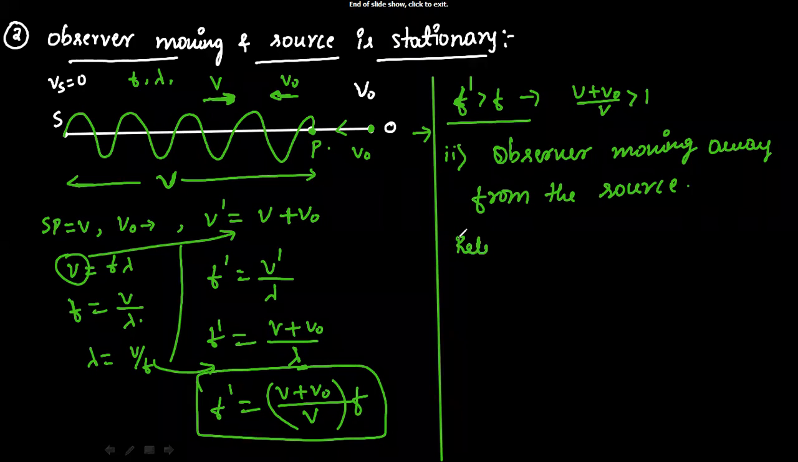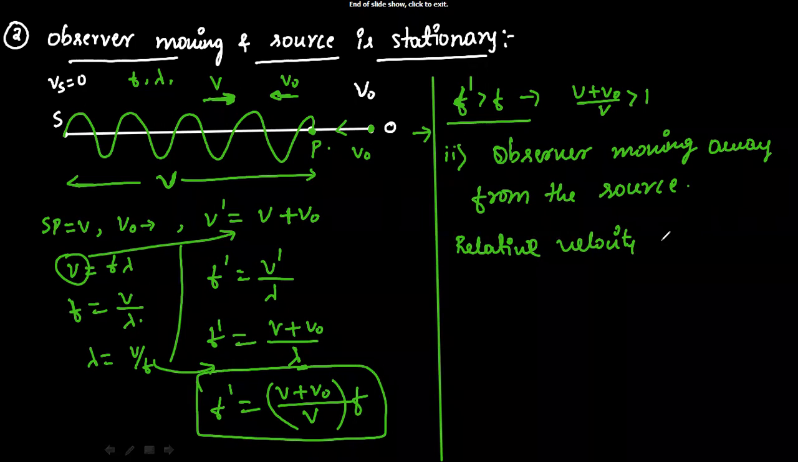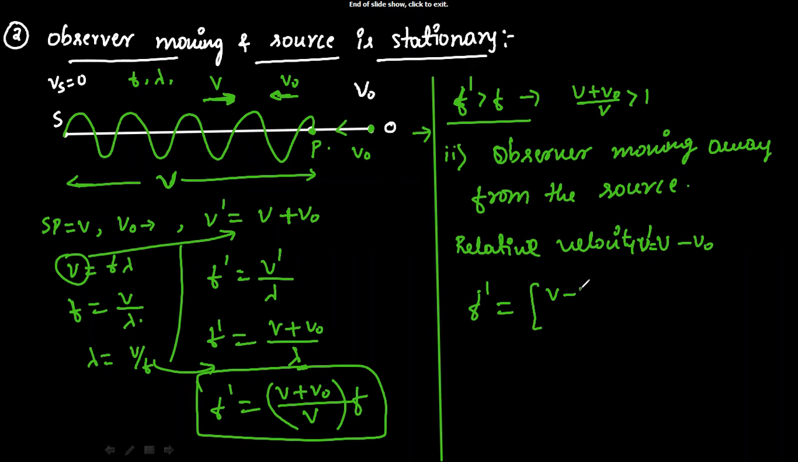Then the relative velocity between the observer and the velocity of the sound waves produced. What will be the relative velocity of sound waves with respect to the observer? The sound goes this way and the observer goes the same way, so we write v minus v naught. So v dash equals v minus v naught. Now f dash equals v minus v naught divided by v, into f.